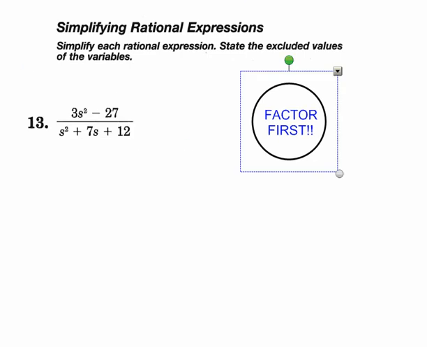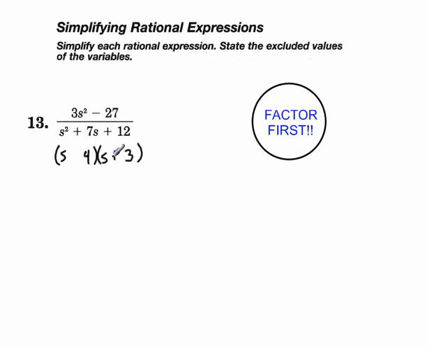All right, 13, again, factor first. Let's look at this bottom trinomial first. It's a trinomial because there are 3 terms. So the s squared is s times s. Now two numbers that add to 7 and multiply to 12 will be 4 and 3. And everything is positive, so drop my plus signs in.